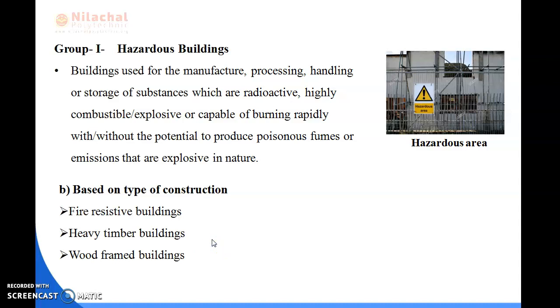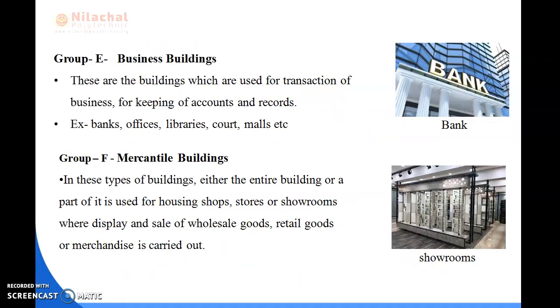Good morning everyone. So today we will be discussing the classification based on the type of construction. In the previous slide we have already discussed the building. What do you mean by building? What are the classifications of the building? What are the two categories into which the building has been divided?